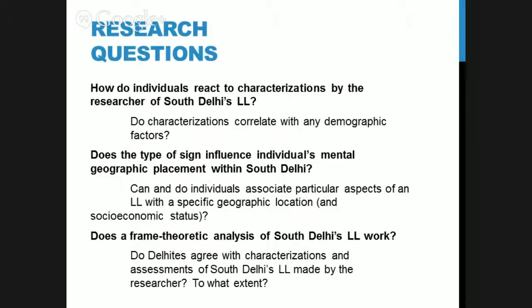linguistic landscape. And I was also curious to see if I had a certain sign in a certain frame, did they associate that sign with a particular neighborhood? I was using the neighborhoods as representative of certain socioeconomic levels, right? And I'll show you some graphs later of the different neighborhoods and what I was looking at. And also just to see again, is this frame theoretic analysis of South Delhi's linguistic landscape working? Am I on the right track?